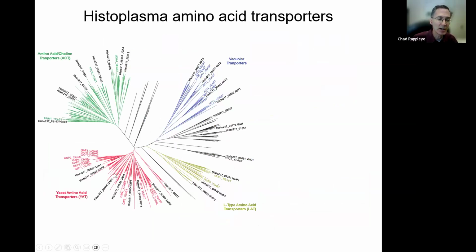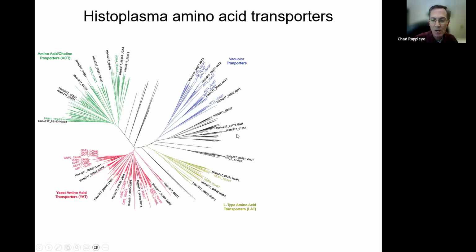And you can see here, there's a number of homologs that are out there. I'll draw your attention to a few of those that are present for Histoplasma that are bolded right here. It has a number of general amino acid transporters, a number of others. Then it has some unique transporters here that have not really been assigned a functional group.